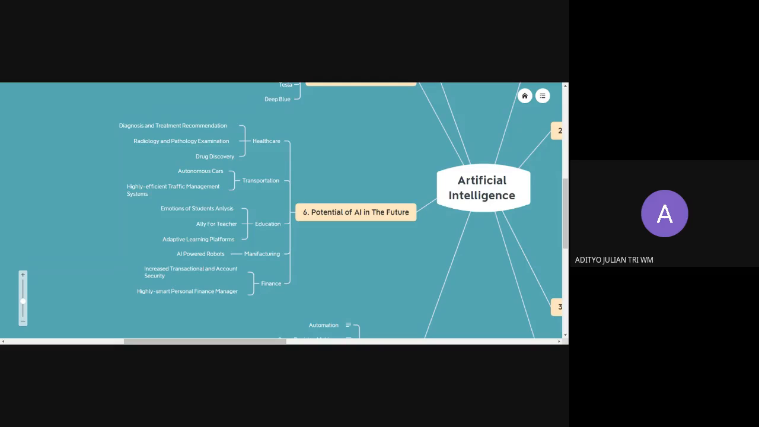And then a highly smart personal finance manager. So everyone can have their own finance manager. For example, if they want to invest in some stocks, the AI can be the solution for that.